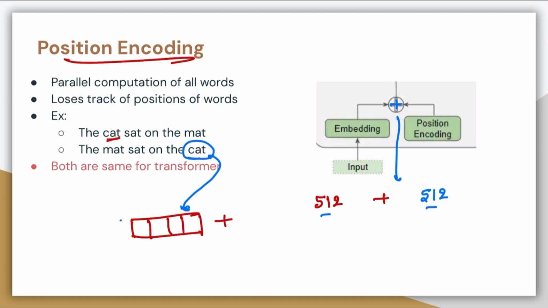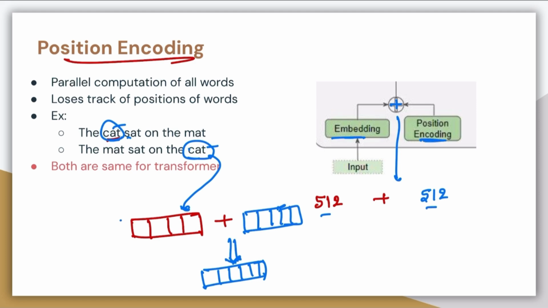But the position encoding will be different, because in this sentence cat came at the last and in this sentence cat came in the beginning itself. So even though it is the same word, as the positions are different, the final embedding which is going to the transformer will be different. Okay. So along with the semantic embedding input, we add the position information also to the transformer.